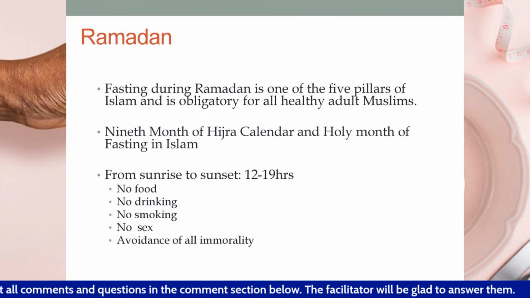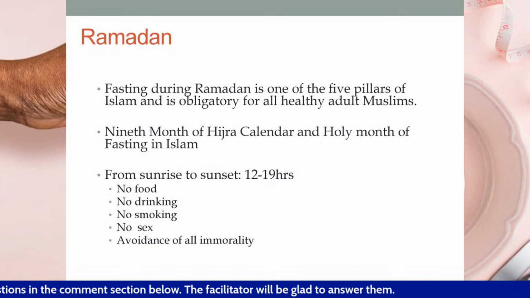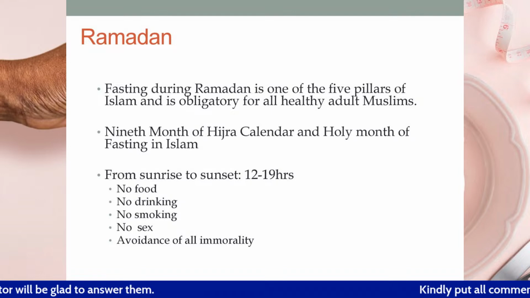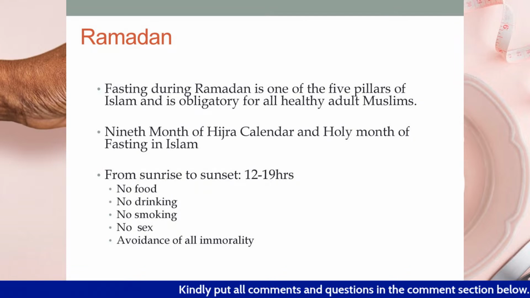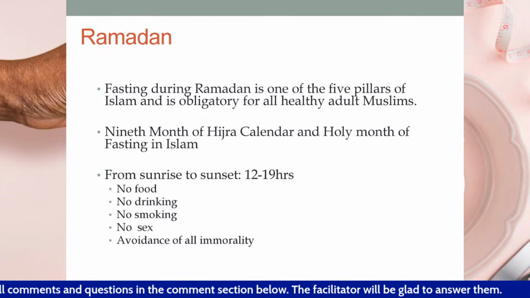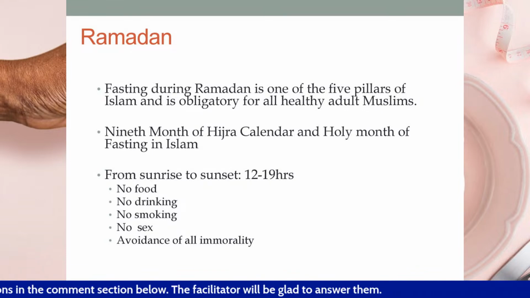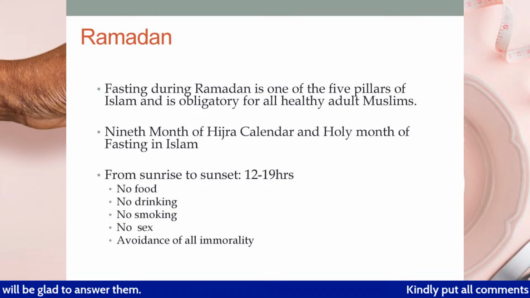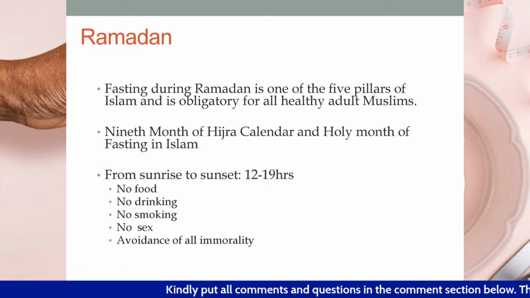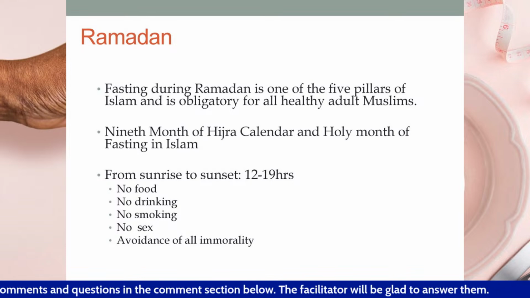So Ramadan, as we all know, is one of the big pillars in Islam. And for adult healthy Muslims, it is obligatory. Usually it is done in the 9th month of the Muslim calendar, the Hijrah calendar, also called the holy month of fasting in Islam. But it really depends on sunset and sunrise. So depending on where you find yourself, the duration of the fast varies, usually between 12 to 19 hours. Whilst others may be fasting for 12, others may do as high as 19.